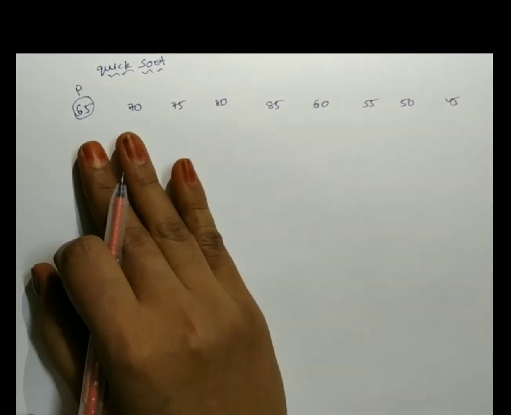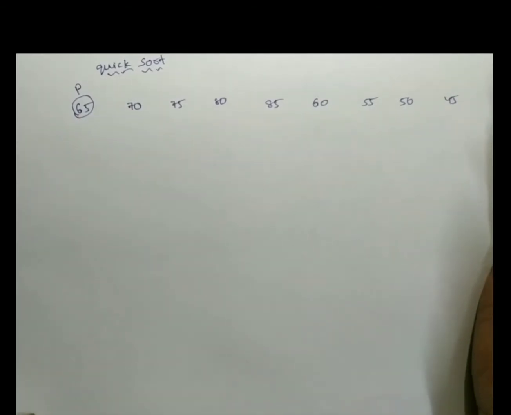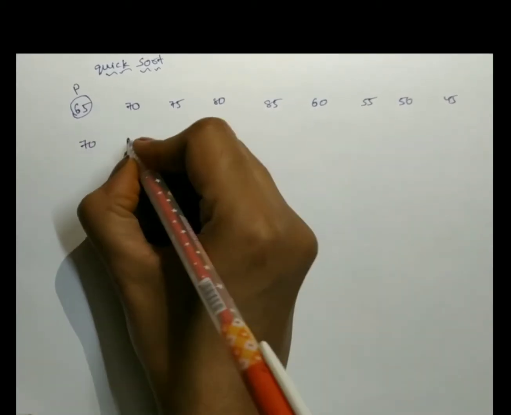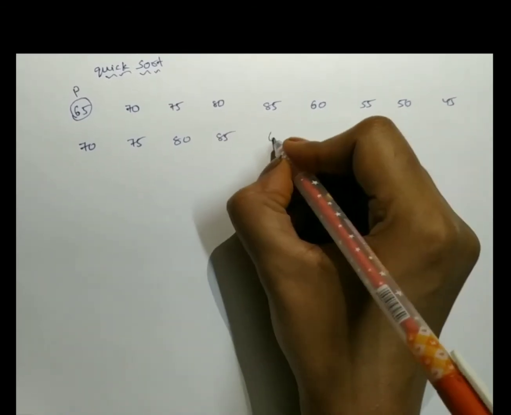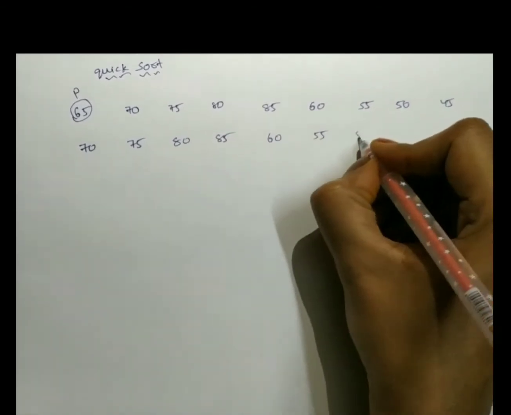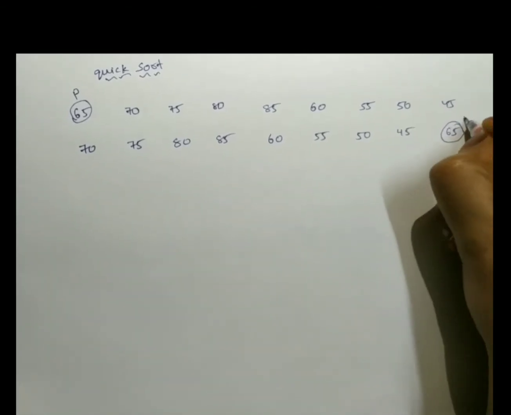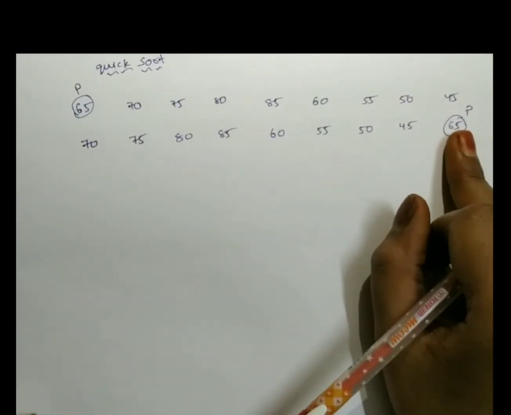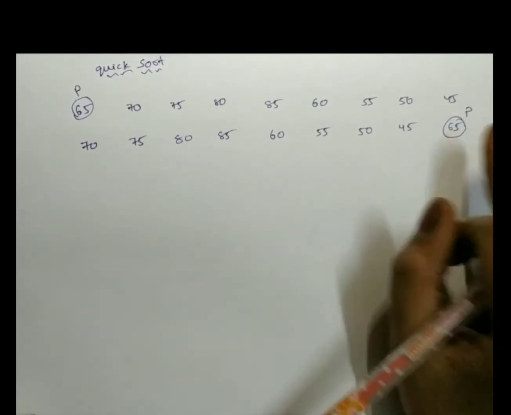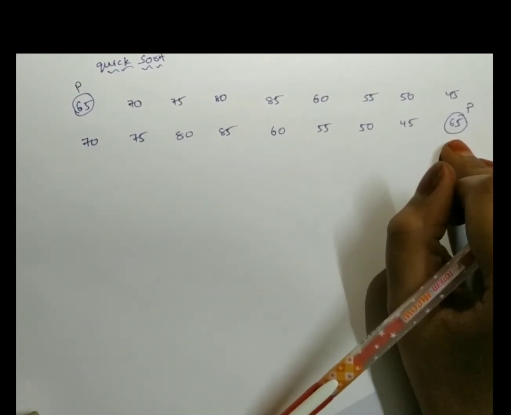In the first step you need to move this pivot element to the last position of the given list. I have moved the pivot element to the last position of the list. Now, by considering this pivot element, the dividing operation will be performed.